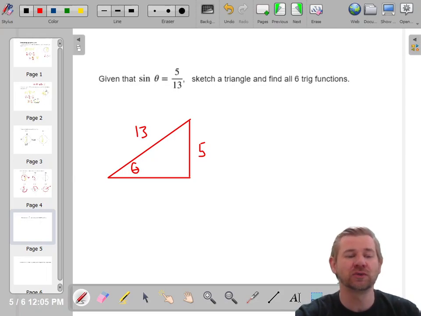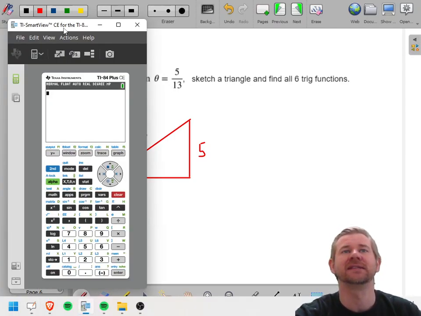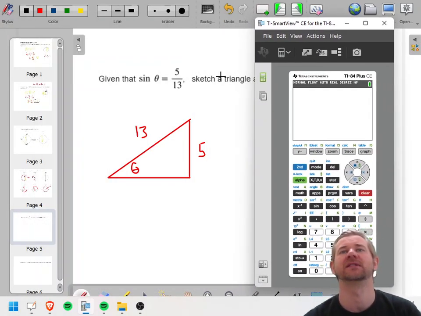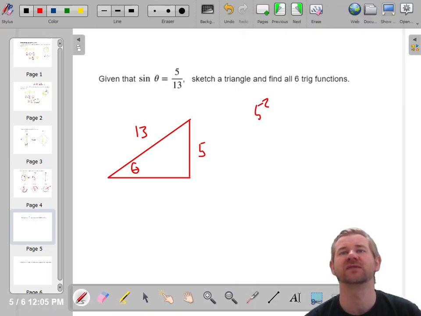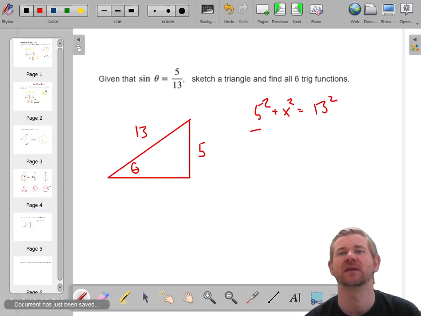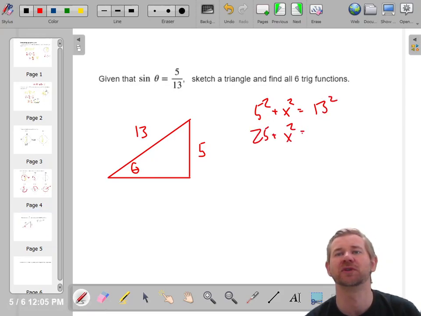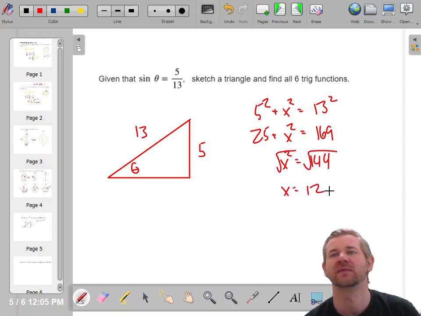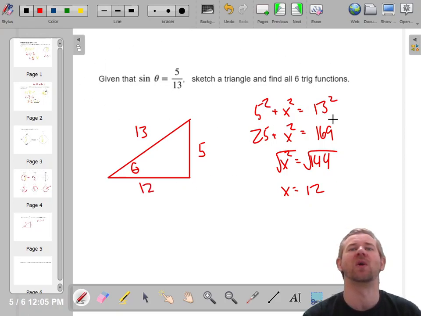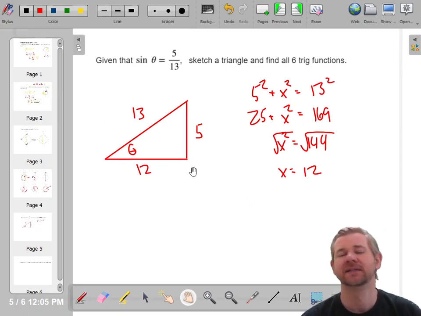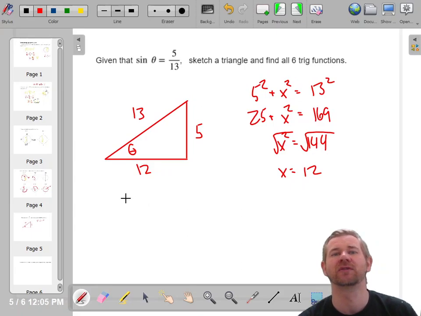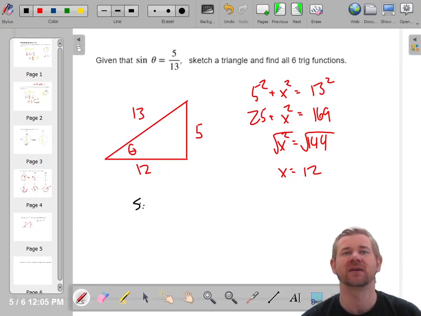Now, if you know two sides of a triangle, you can always find the missing side. A squared plus b squared has to be c squared. So 5 squared plus, I don't know this, I'll just call it x squared, is 13 squared. This is a Pythagorean triple you should probably just memorize. Square root of 144 is 12. Okay. Now, it doesn't tell us anything about what quadrant we're in, so I can't really determine that. But what I can do is now go through all 6 trig functions and say, okay, the sine of theta.